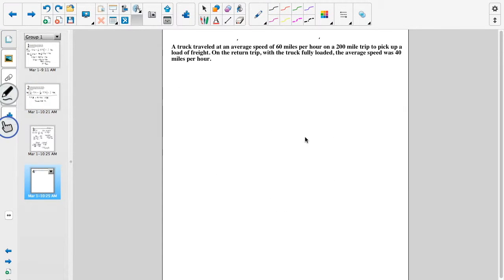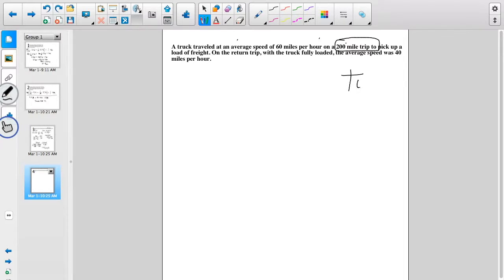Our last problem will be an average speed problem. Let's read this problem together. A truck traveled at an average speed of 60 miles per hour on a 200-mile trip to pick up a load of freight. On the return trip, with the truck fully loaded, the average speed was 40 miles per hour. Note on this problem, there's actually some extraneous information that is not used. The fact that the trip was 200 miles, since we're using average speeds, that information is not needed in the problem.